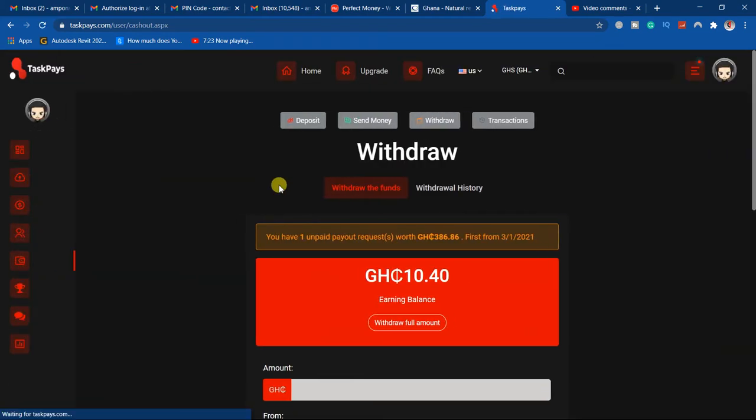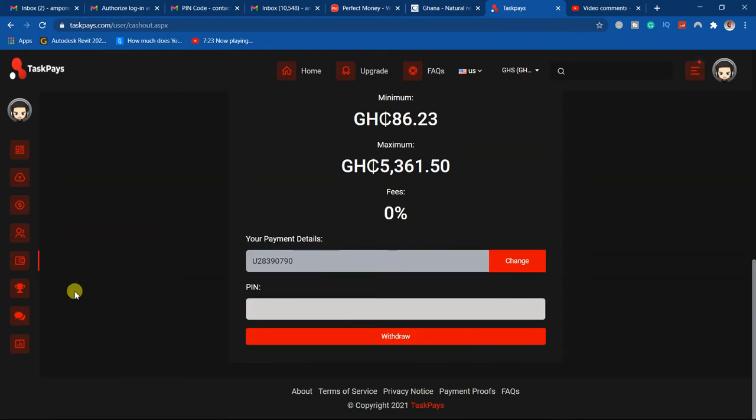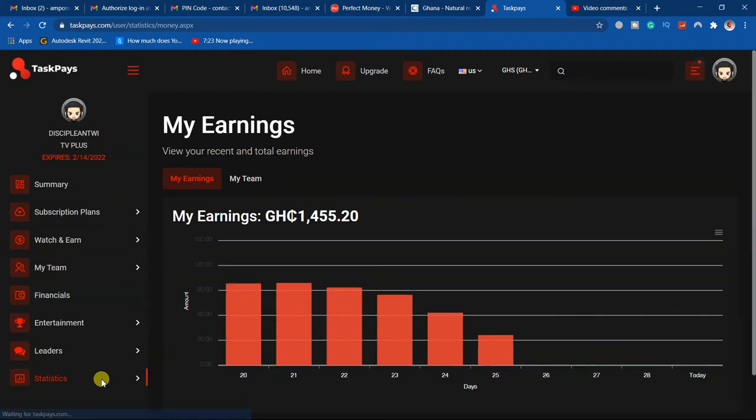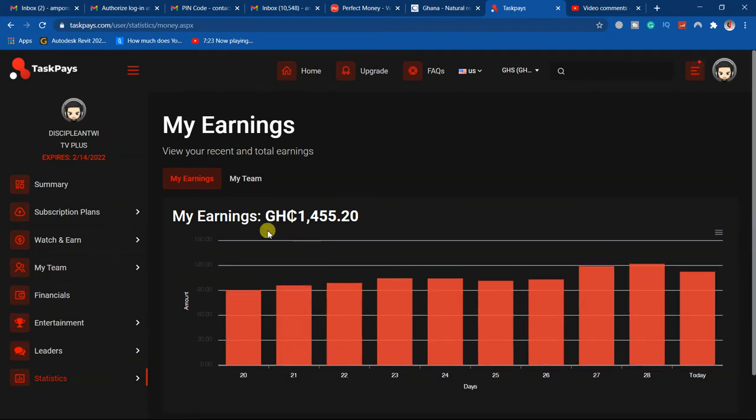So far, I've withdrawn, so far, this is the total amount I've earned on TaskPays. And now every day I earn up to 120 Ghana cedis. It keeps on increasing. I was earning 90, 95, 98, 100. And now this is where I am: 120 Ghana cedis every single day.